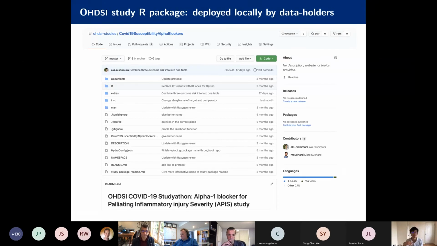And once we decide on the study design and analysis plan, we generate our package and send it around to our data holder friends so that they can run the study in their local environments.